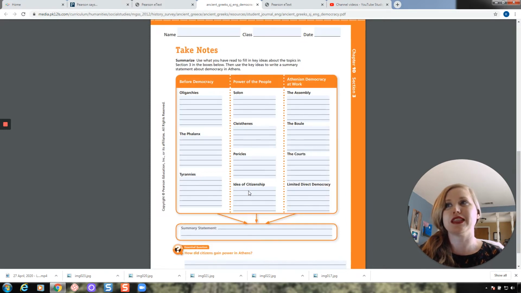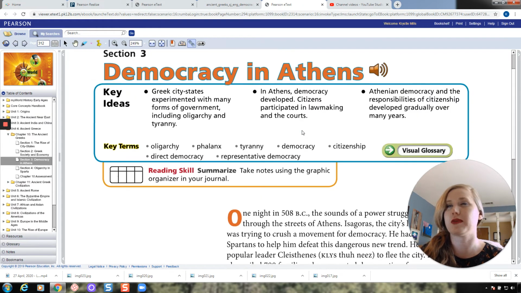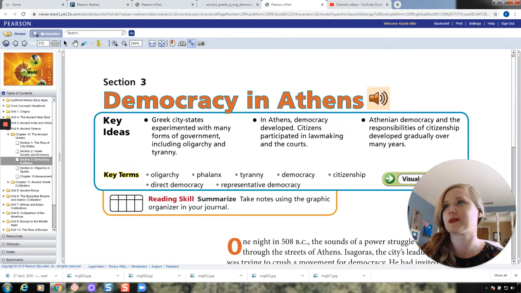So we're going to see the very beginning of ancient Greece before they had a democracy, and then how that democracy evolved from this section. So let's go ahead and start reading page 312. I'll help you take notes on this first part here. So I'm going to have the history textbook read it to us.